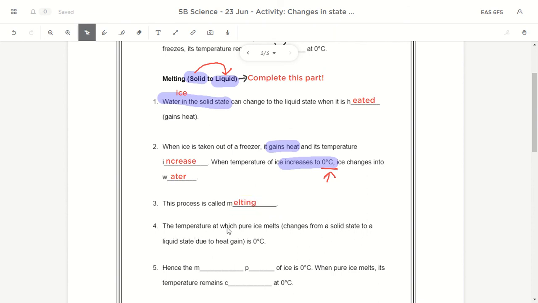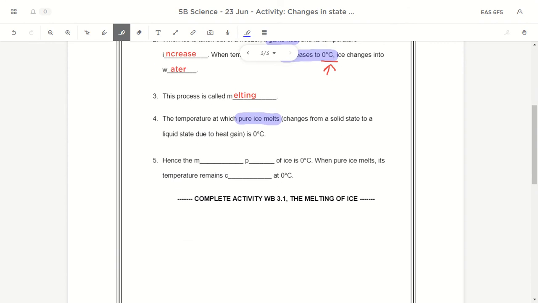The temperature at which pure ice melts. Let's say we talk about pure ice, that means made from pure water. The temperature at which pure ice melts, that means changing from a solid state to a liquid state, is actually 0 degrees Celsius. Ice only melts at 0 degrees Celsius. It won't melt at 5 degrees Celsius, it won't melt at minus 5 degrees Celsius. It will only melt at 0 degrees Celsius. This is important, and we have a name for this 0 degrees Celsius. It's called the melting point.